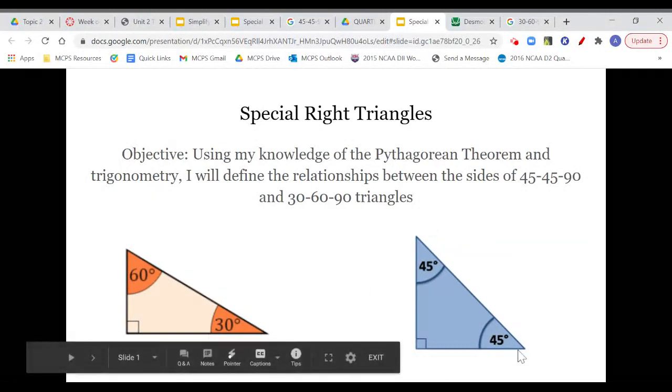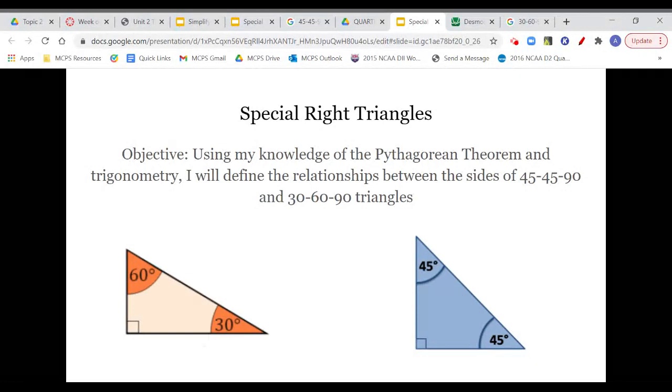45, 45, 90 means that the two acute angles both have measures of 45 degrees. And then also 30, 60, 90 triangles. Again, you can see here that a 30, 60, 90 triangle is where the acute angles have measures of 30 and 60 degrees, and the 90-degree angle is the right angle. That makes sense because they are special right triangles, and these are the two different special right triangles that there are.